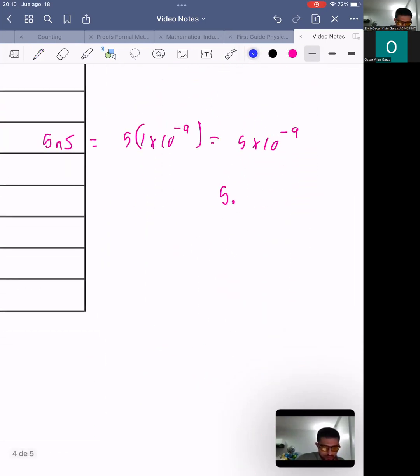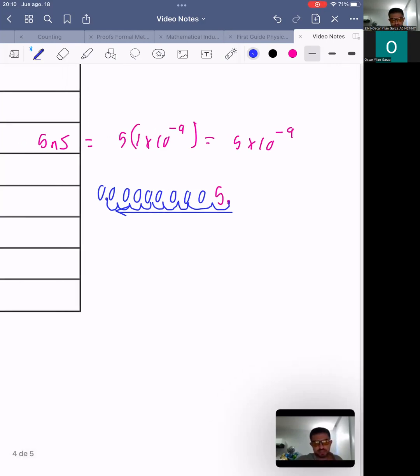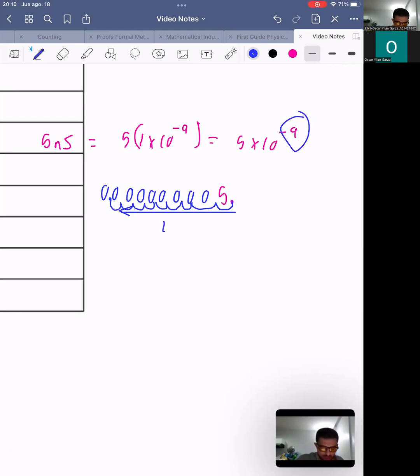And when we have a negative one, we move the point 9 times to the left: 1, 2, 3, 4, 5, 6, 7, 8, 9. So we will have 8 zeros and a 5. That's because we move 9 times to the left. Remember, that happens when we have an exponent that is negative.